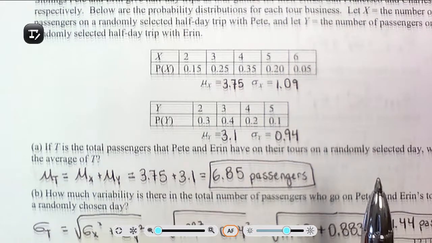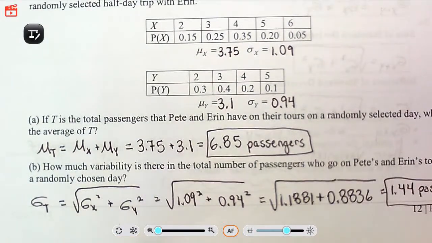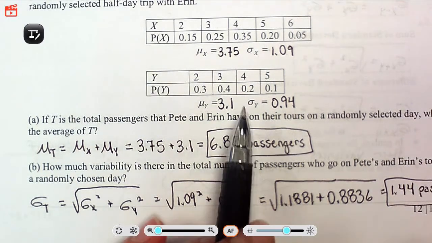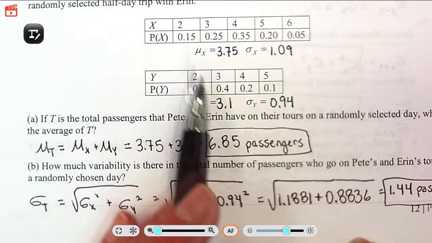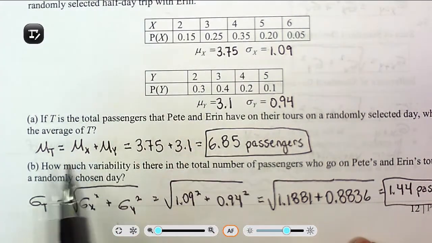It's important to first consider that these are independent random variables because they're in different parts of the country. And so we assume that there's different weathers, and that if one can tour, the other can or can't tour based on their own weather. So we consider them independent random variables.